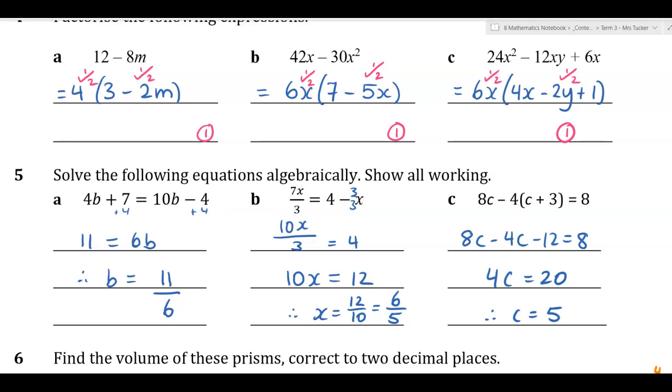Question 5. The first thing we need to do is put the variables onto the same side. So I would take this 4b over to that 10b. So that was 1 point. And then the next thing we needed to do was take the 4 to the other side. So that's actually 2 steps I've done in 1 line of working. If you want to do it in 2 lines of working, that's fine. And then 1 point for getting 11 over 6. So that's 3 points.